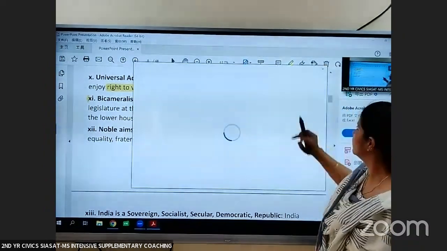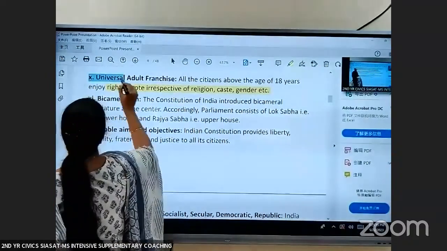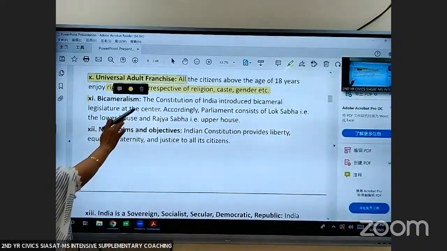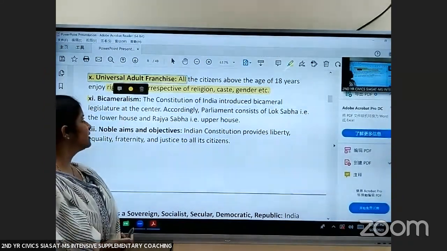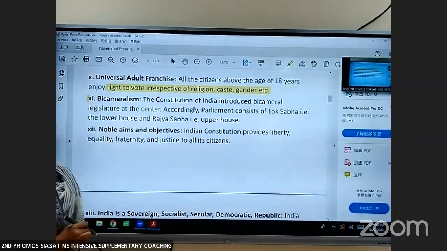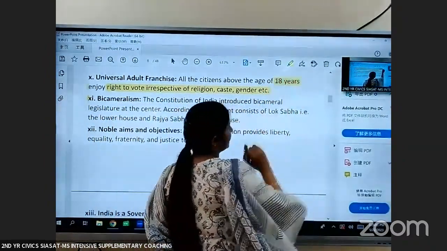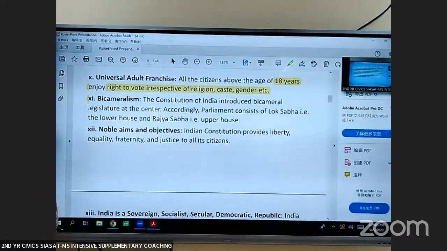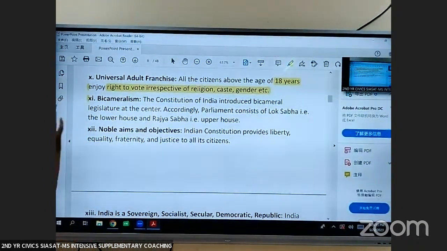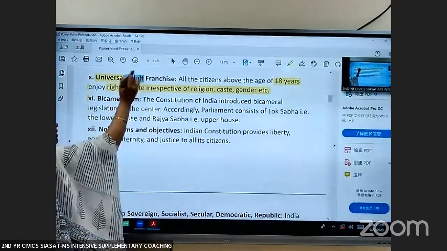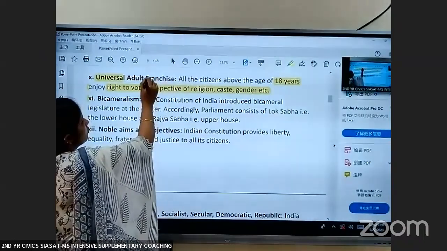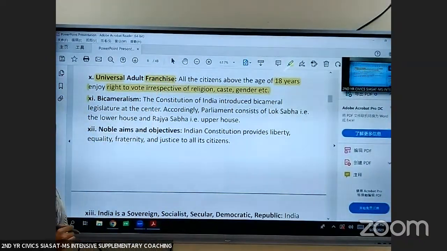The next is universal adult franchise. What do you mean by universal adult franchise? Universal means all the citizens, adult means those above 18 years, and franchise is your right to vote. So universal adult franchise means all the citizens who are above the age of 18 years enjoy the right to vote, irrespective of their caste, religion, gender, etc. You can just remember this: universal means all, adult means above 18 years. The word franchise means your right to vote.